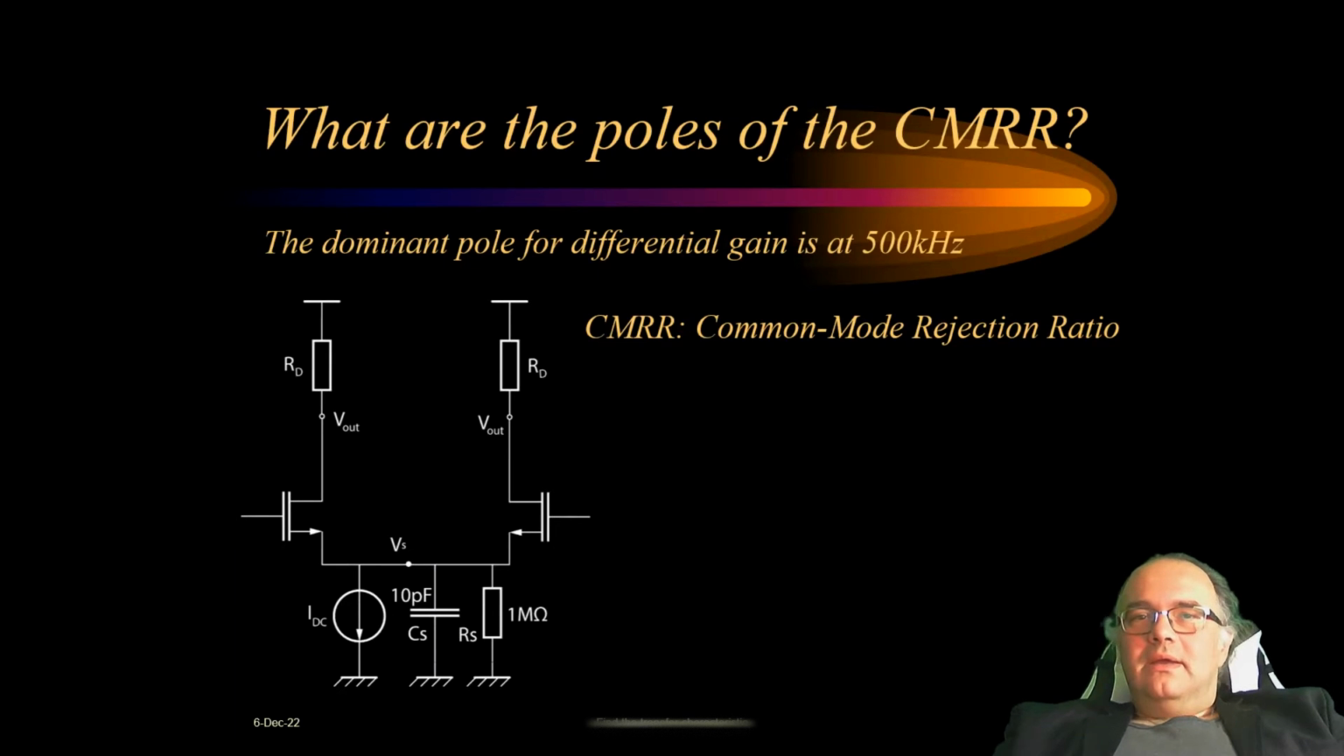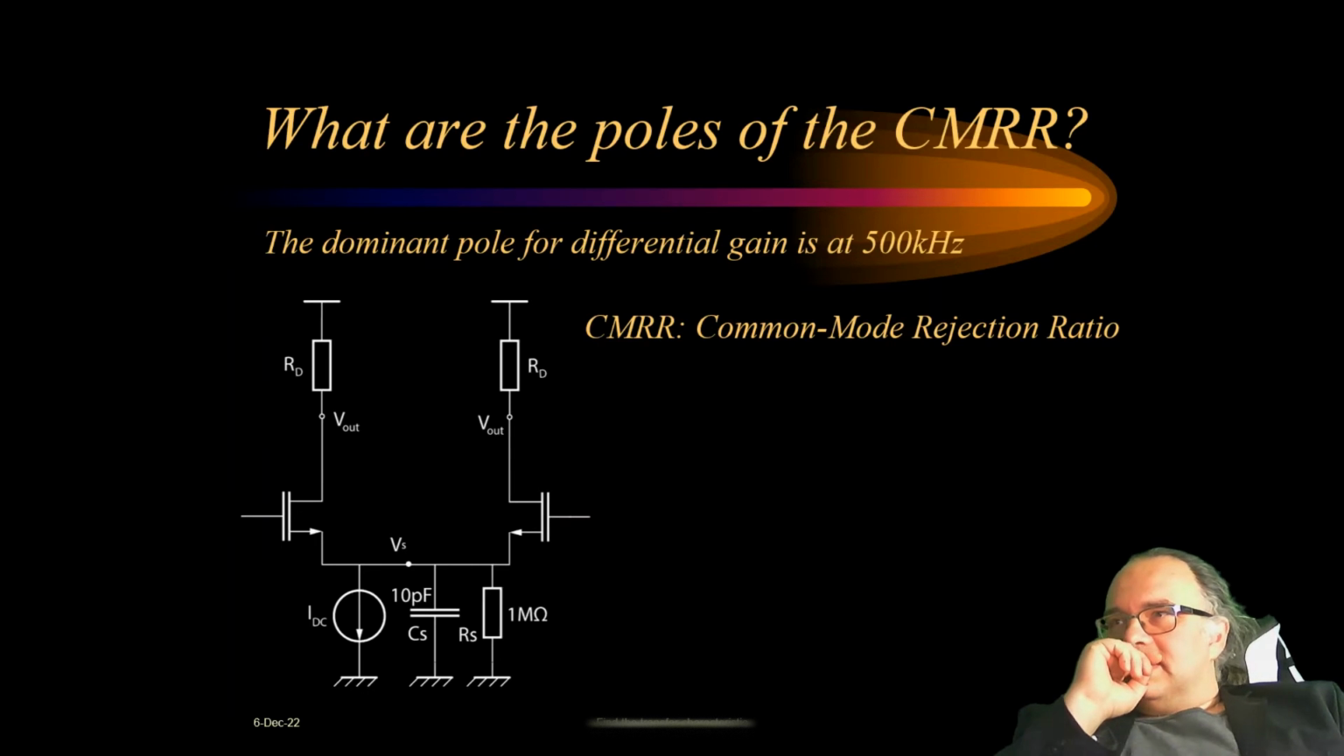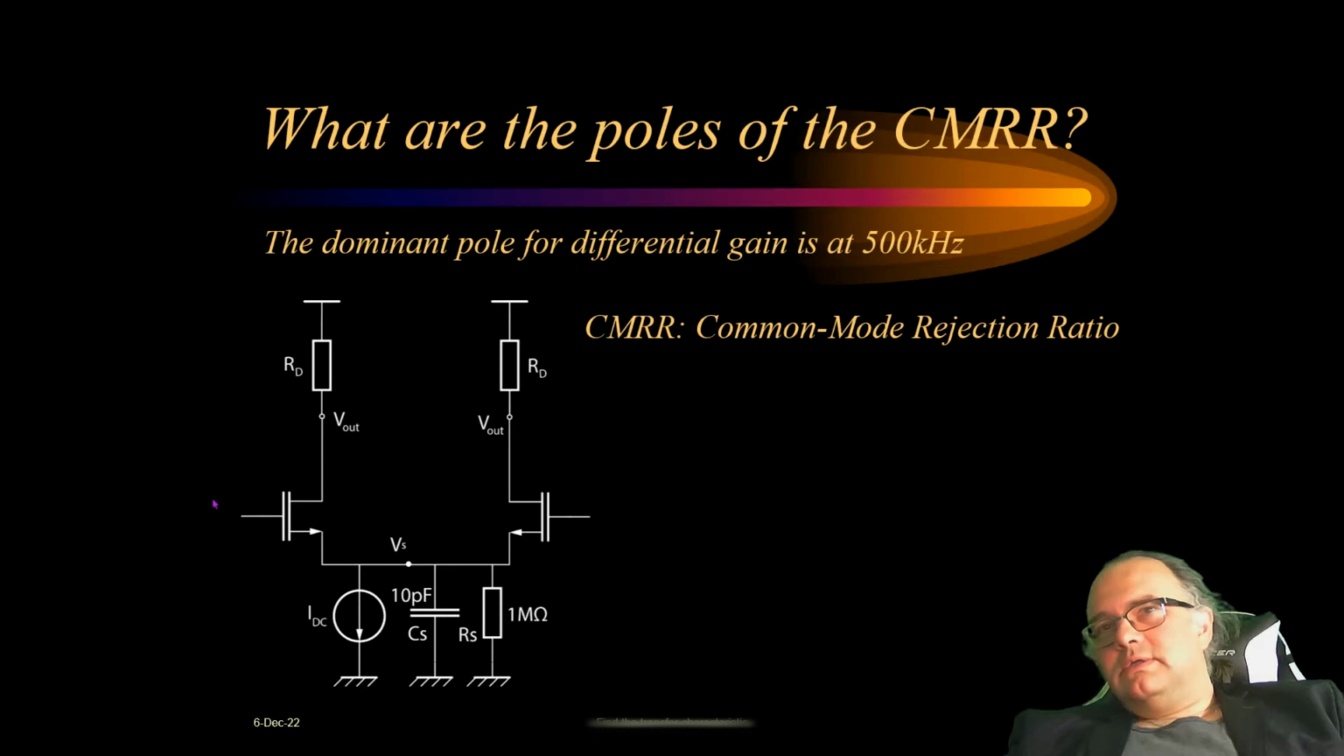Hi, my name is Georgi Radulov, and this question asks us about what are the poles of the common mode rejection ratio for this circuit. And this circuit is the standard differential pair that is implemented with a tail current which has certain output impedance, capacitance and resistance. The question also gives us the dominant pole for differential gain, which is at 500 kilohertz.